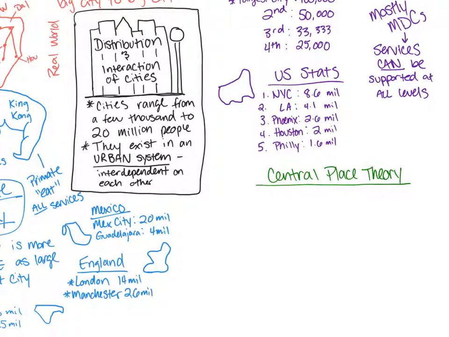So this guy, in 1933, this German guy, his name was Walter Christaller, came up with this theory. It's the central place theory. Okay, so the theory is this: that central places.